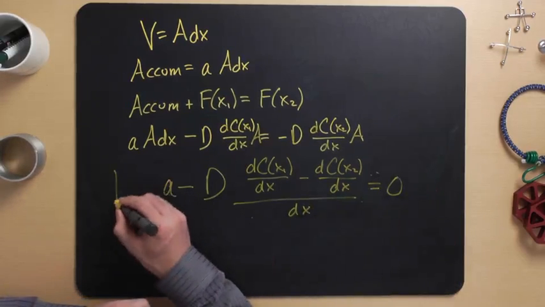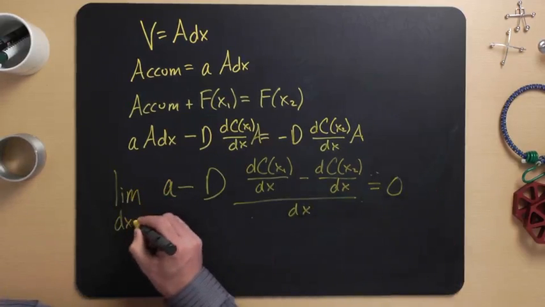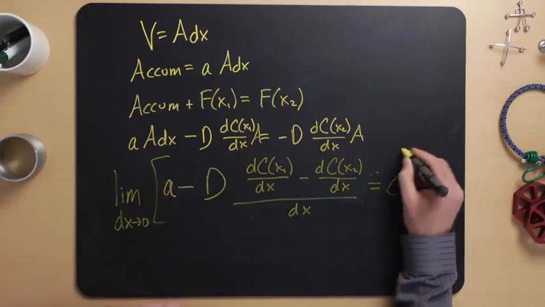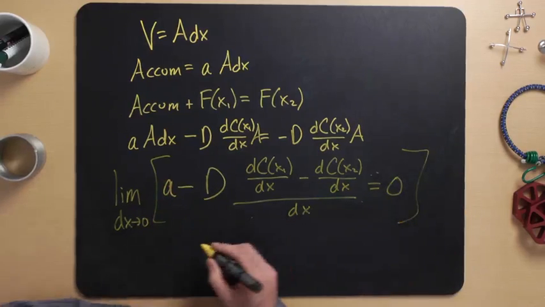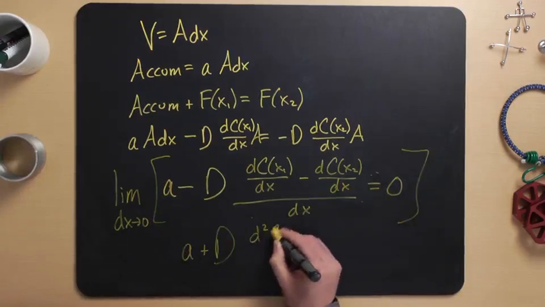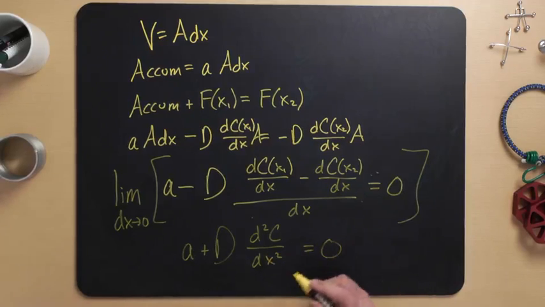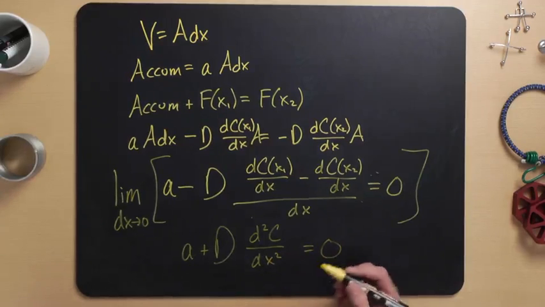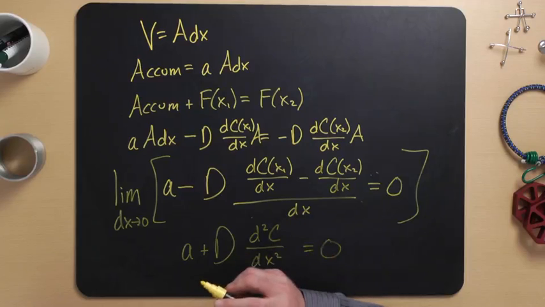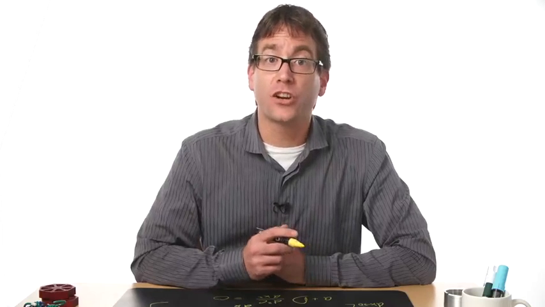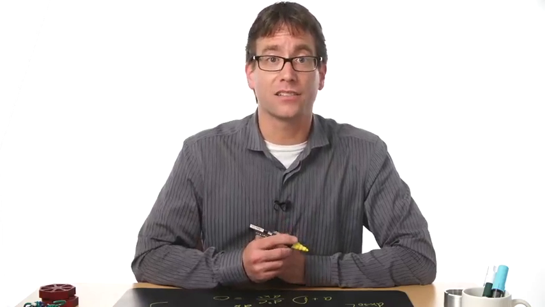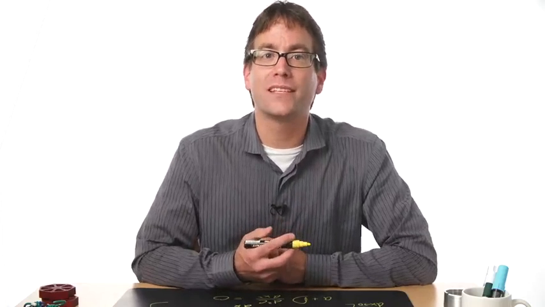Again, taking the limit as dx goes to 0 of this entire quantity gives us a plus D d squared c dx squared is equal to 0. This is called the equilibrium diffusion equation with accumulation. Note that this implies a new type of solution, generally not a line. If A is constant everywhere in the fluid, what curve c of x has a second derivative that is constant? A parabola. Think for a moment about what this means.